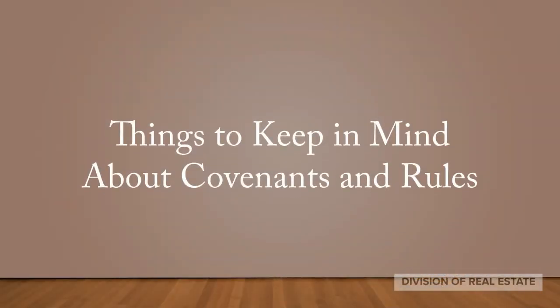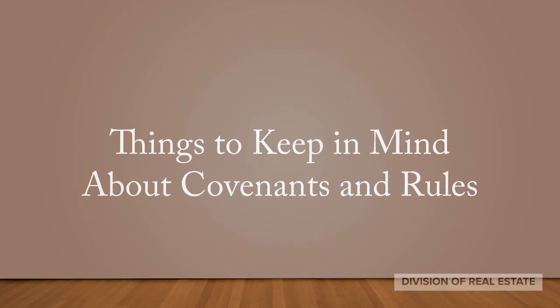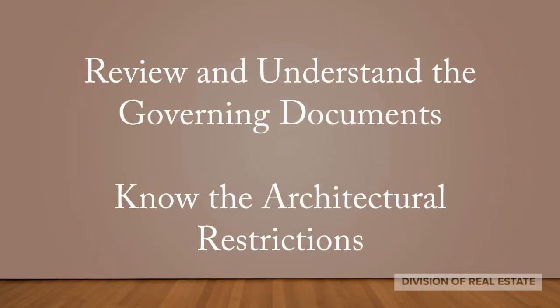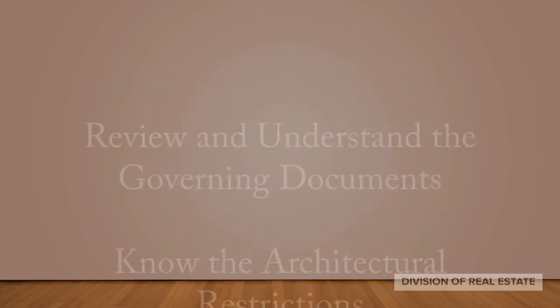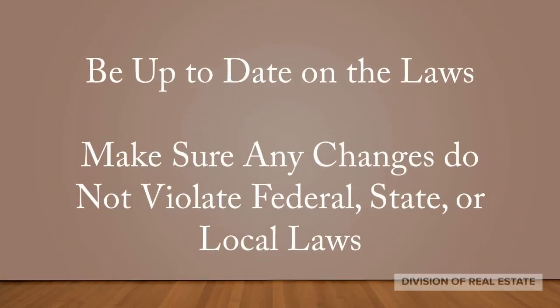Here are some things to keep in mind about covenants and rules. There are a lot of factors to consider when adopting or changing covenants and rules. Let's review some of these important factors. Review and understand the association's governing documents, the covenants, bylaws, and rules and regulations. Be knowledgeable about the architectural restrictions for the community. Be up to date on federal, state, county, and local laws that affect the community. Enforce covenants and rules fairly and consistently.